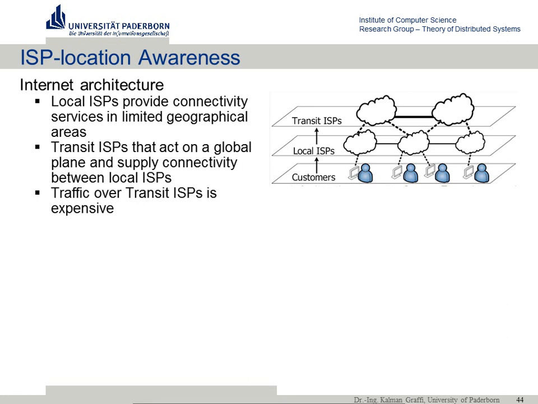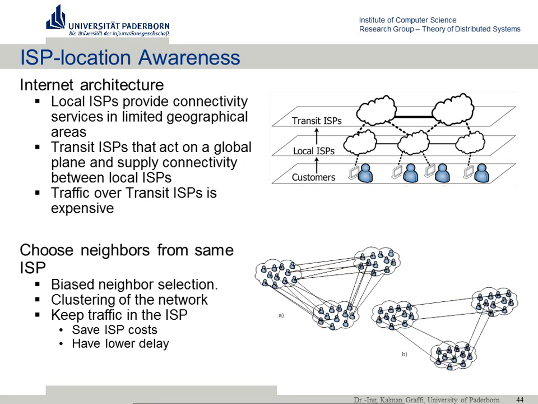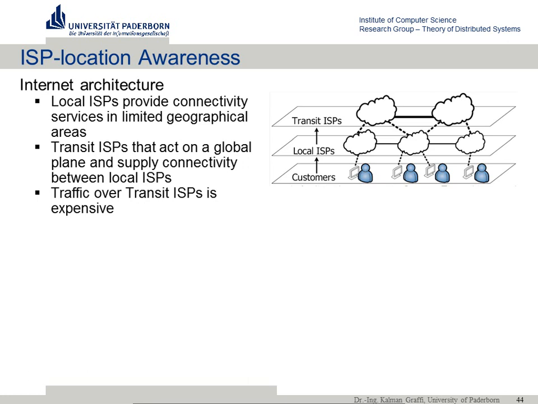You have the customers, they are connected to Deutsche Telekom. Deutsche Telekom is connected to some German ISP, some bigger one that you don't know, and they are all connected like this. And typically they have some agreements on when they have to pay each other, and in any case it's best for the ISPs if the traffic just stays inside.